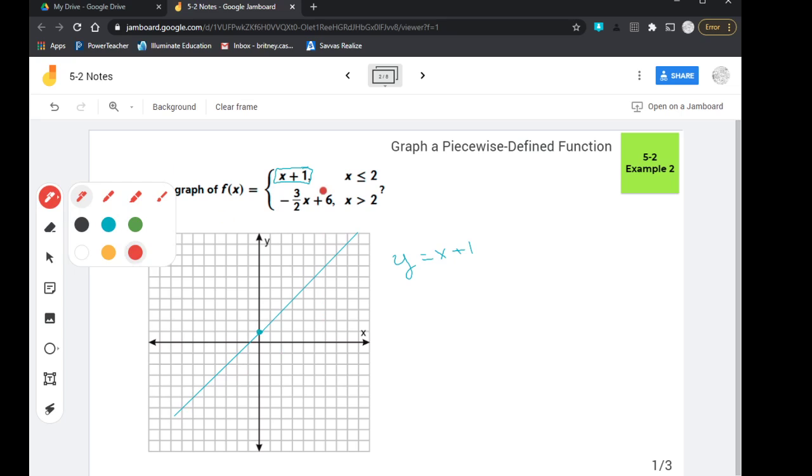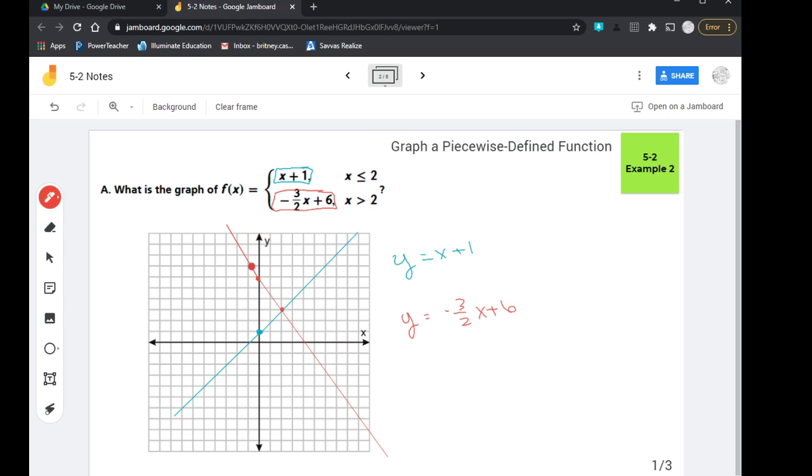Now the other line that we have is right here, y equals negative 3 halves x plus 6, right? So our y-intercept is at 6, 4, 5, 6, and our slope is negative 3 halves, so I'm falling by 3 and running by 2. And so that's going to create a graph that looks roughly like this.